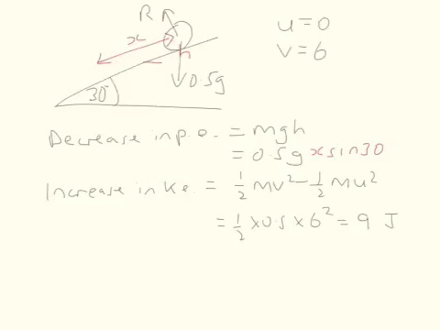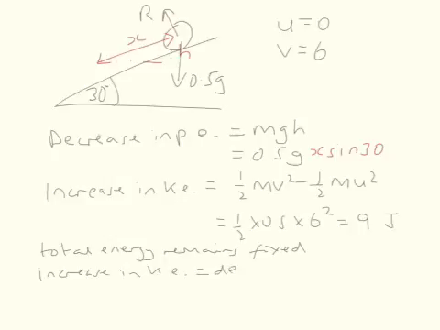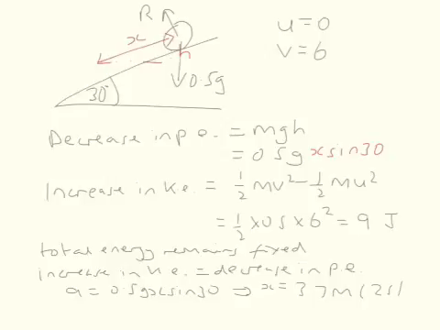So the conservation of mechanical energy says that the total energy remains fixed. In other words, the increase in kinetic energy must equal the decrease in potential energy. So in other words, 9 equals 0.5 g x sine 30. If you solve that equation, x works out to be 3.7 meters to 2 sig figs.